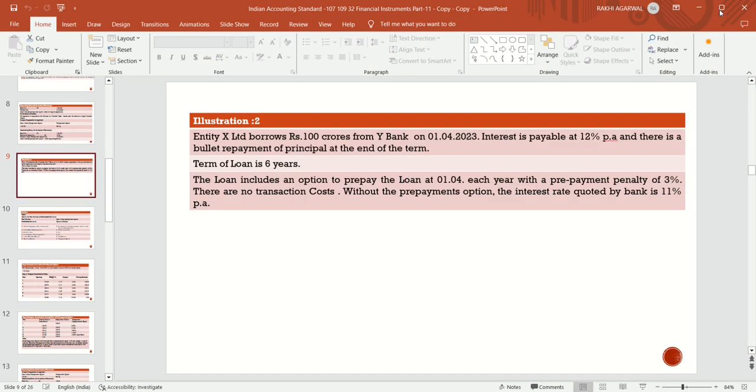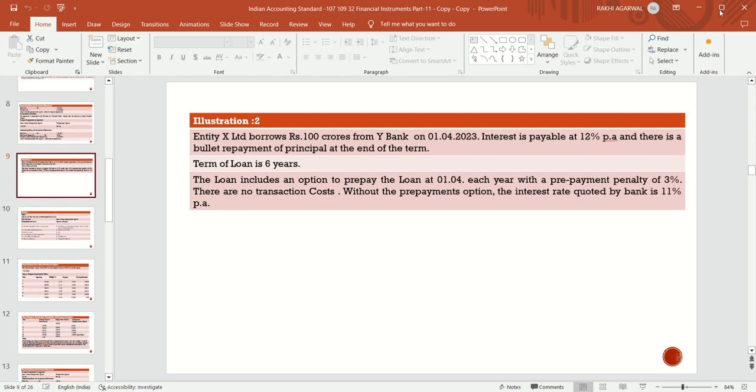Illustration 2. In this illustration, entity X Limited borrows rupees 100 crore from Y Bank on 1st April 2023. Interest is payable at the rate of 12% per annum, and there is a bullet repayment of principal at the end of the term.